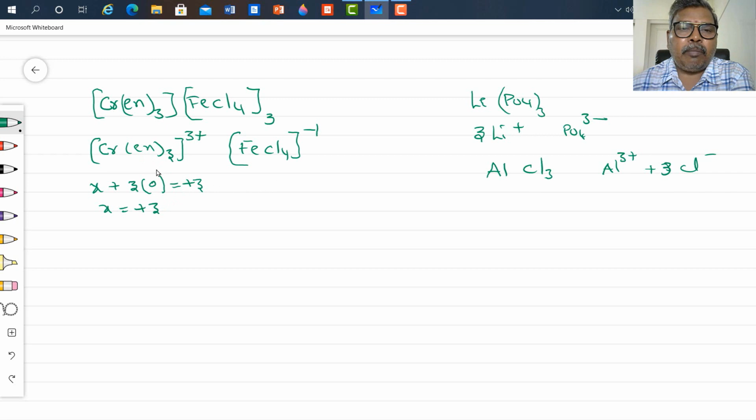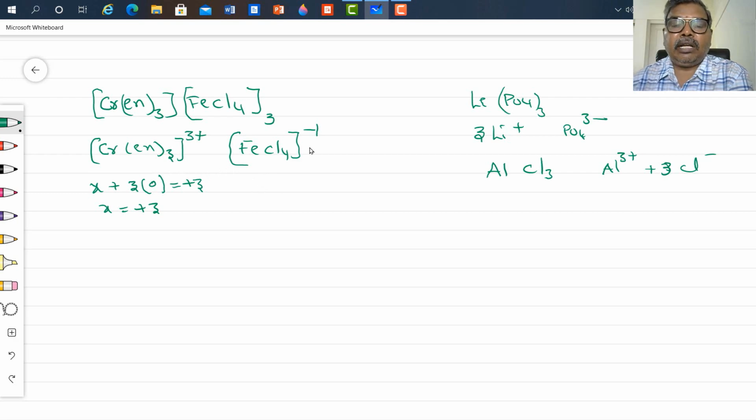See, En is a bidentate ligand, so each ethylene diamine donates 2 electron pairs to the empty orbitals of the chromium ion. Therefore, the chromium ion in this complex accepts totally 6 electron pairs from 3 ethylene diamine ligands.